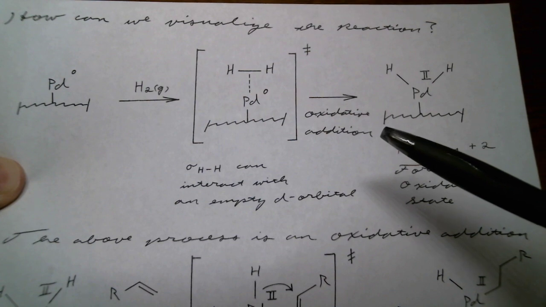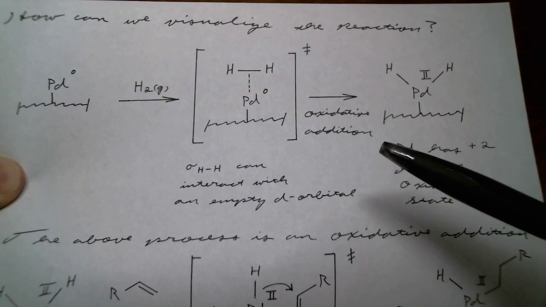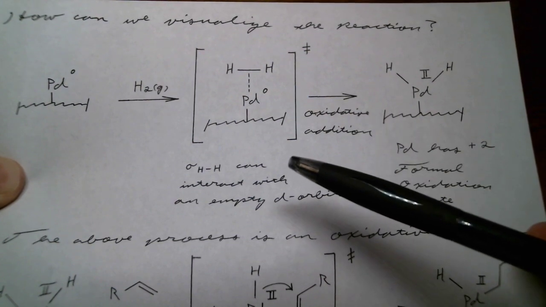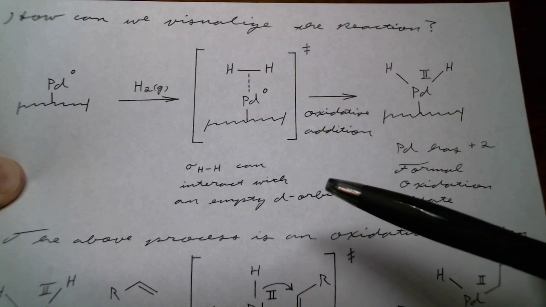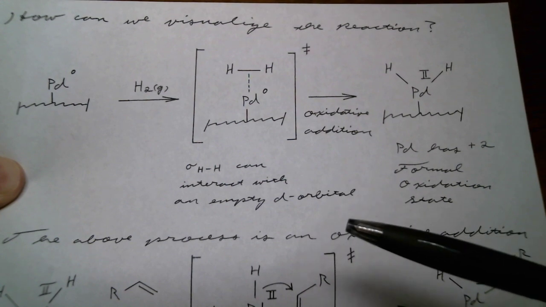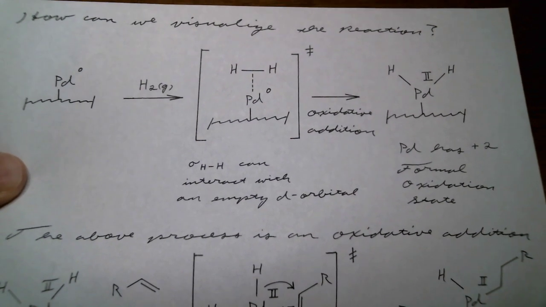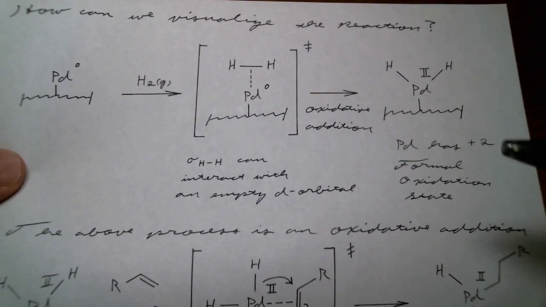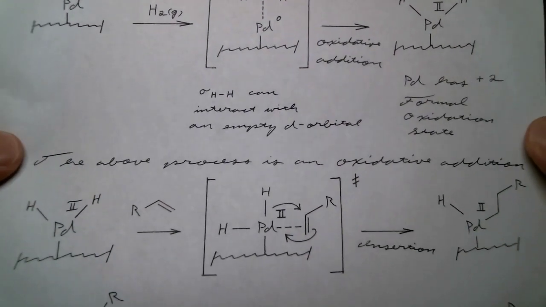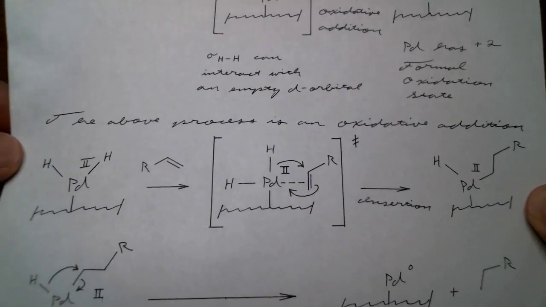So loss of electrons is oxidation. This is oxidative addition. Like I said, the sigma hydrogen-hydrogen bond can interact with an empty d orbital. Palladium has a +2 formal oxidation state in this representation. So the above process is oxidative addition.